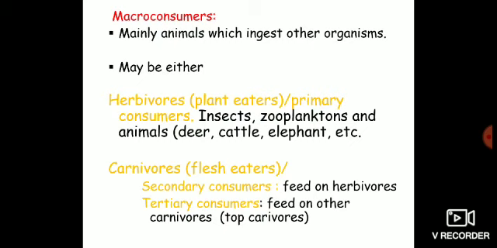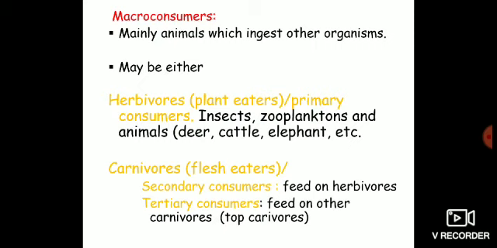Now, what are secondary consumers? Those consumers which feed on herbivores. For example, you have grass, that is a primary producer. That grass is eaten by an insect, for example a grasshopper.